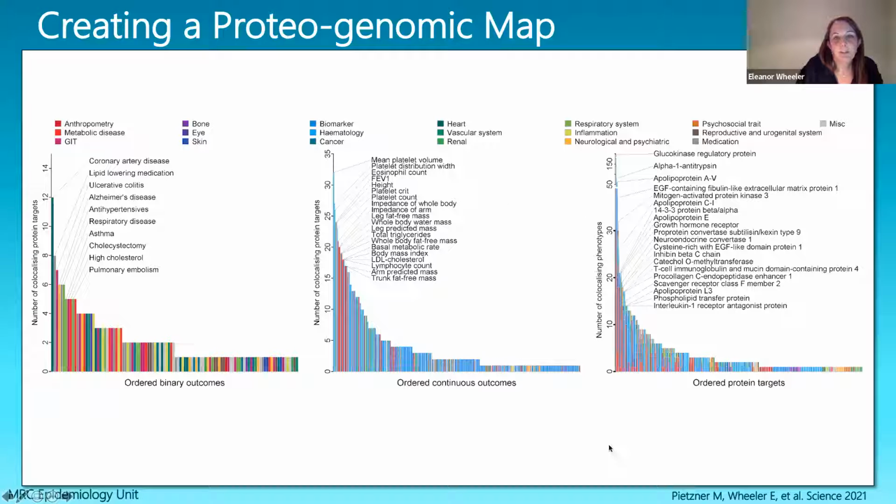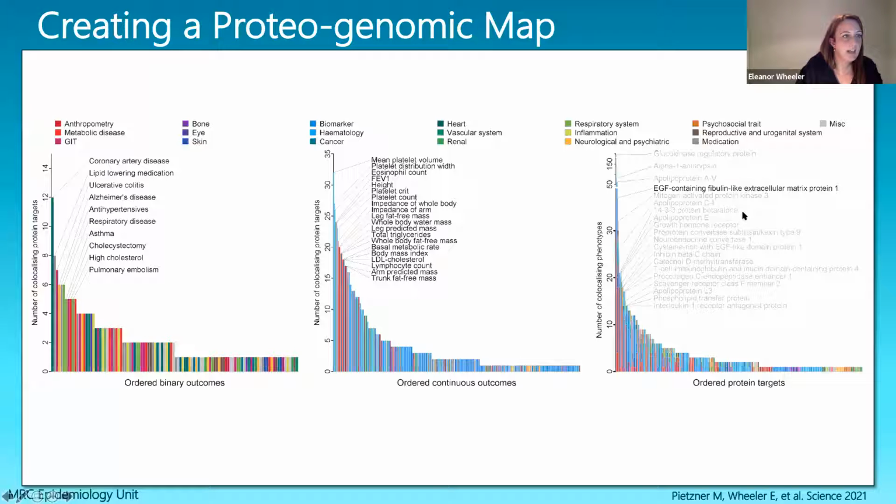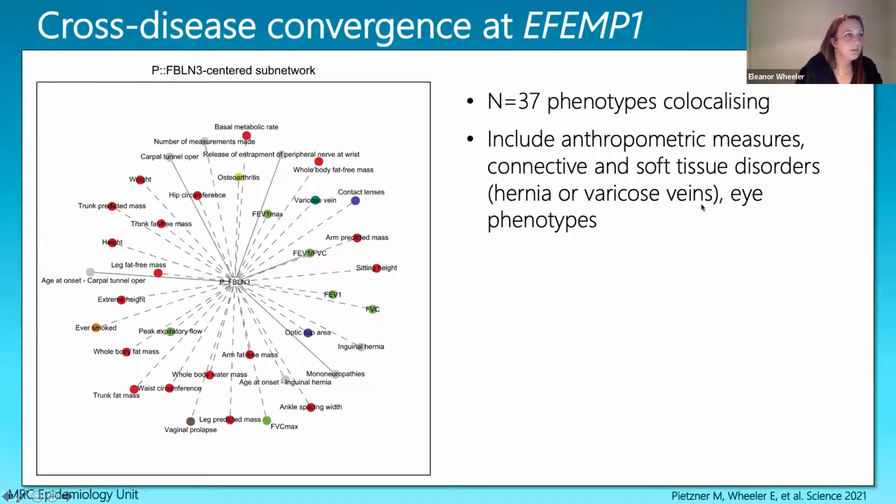And then the right panel displays the number of co-localizing phenotypes. On the x-axis, we have the ordered protein targets, and on the y-axis, the number of phenotypes that co-localize with that protein target. The top one here is glucokinase regulatory protein, also GCKR. And one that we found particularly interesting, I'll talk about in a bit more detail.